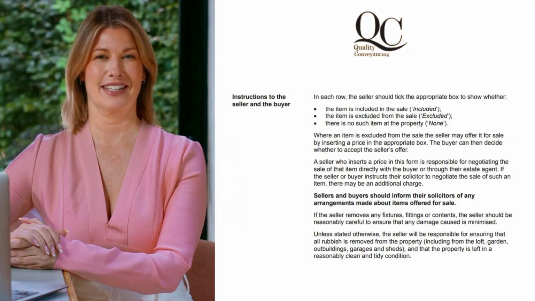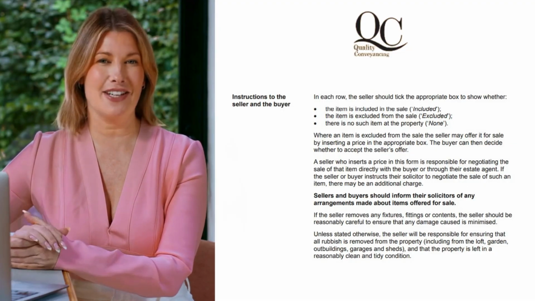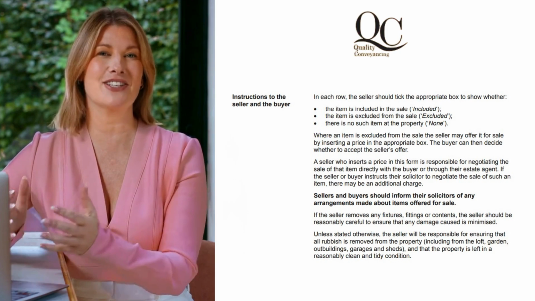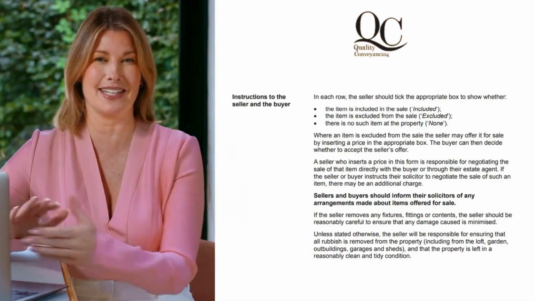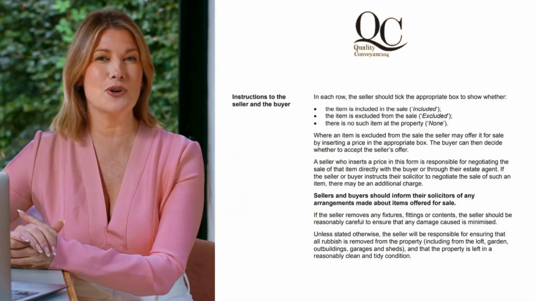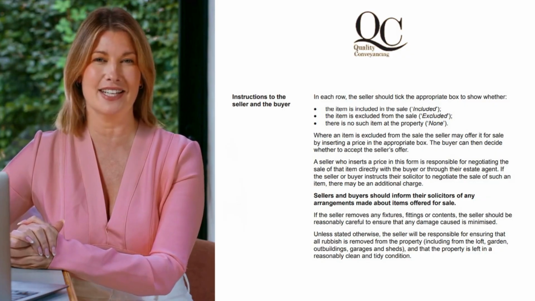Before we go section by section, there's one key thing to understand. For every item listed, you'll choose one of three options. Included means it stays in the property. Excluded means it will be removed. None means the item doesn't exist at the property.